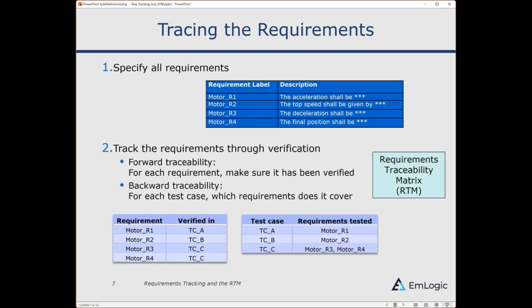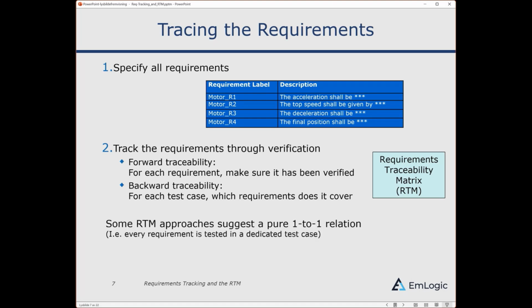Then we have backwards traceability. So going the other way around, meaning that for every single test case, which requirement does each test case cover? And this gives us basically what is called the Requirements Traceability Matrix. So we have forward traceability and backwards traceability.